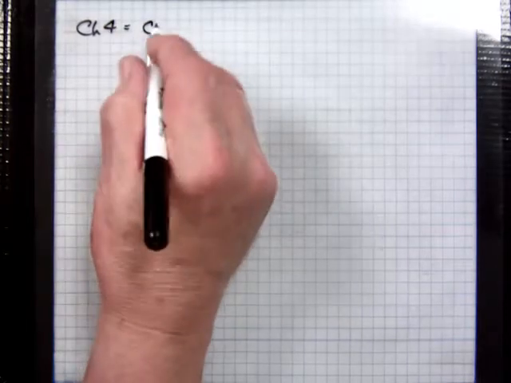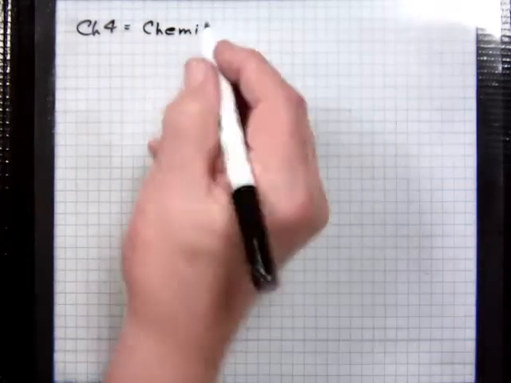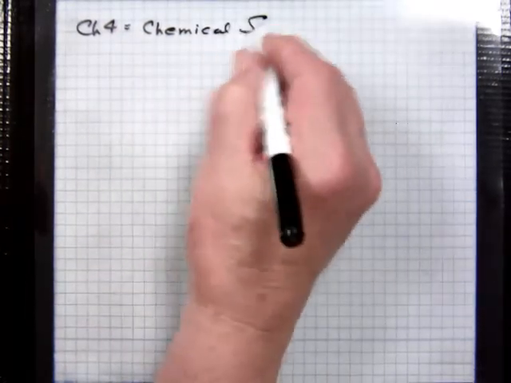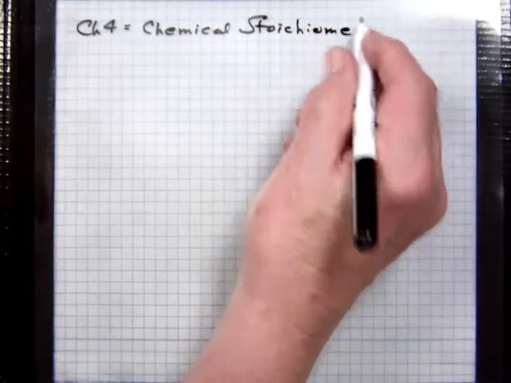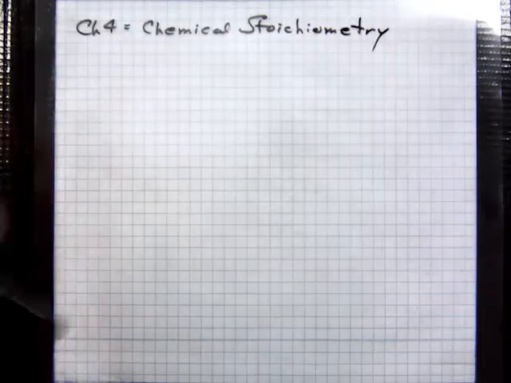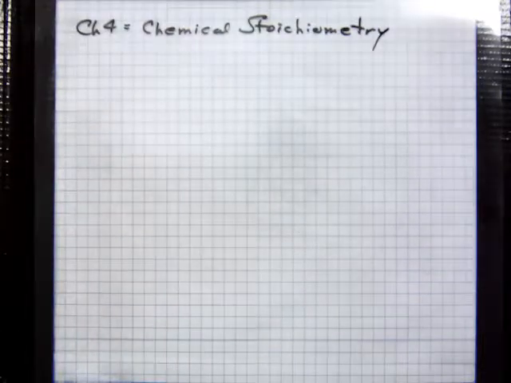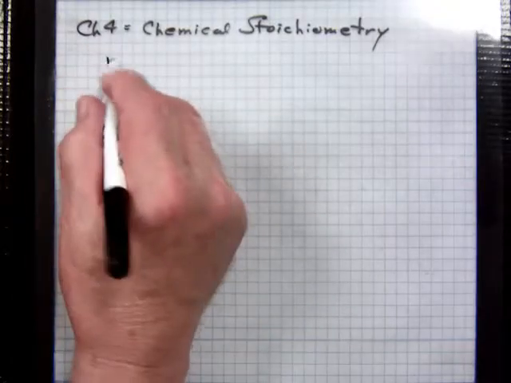Chemical stoichiometry. The definition simply is this: it is the mathematics of chemistry.